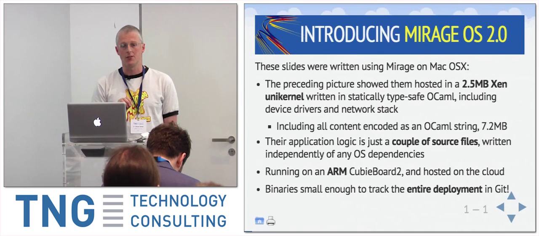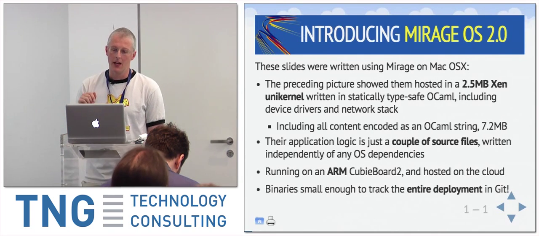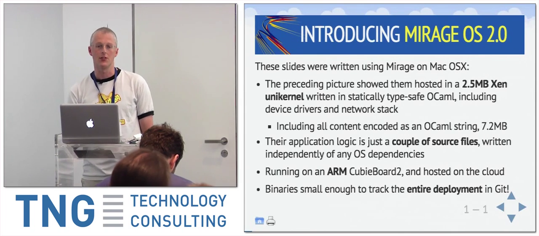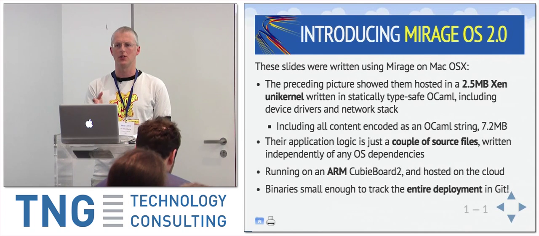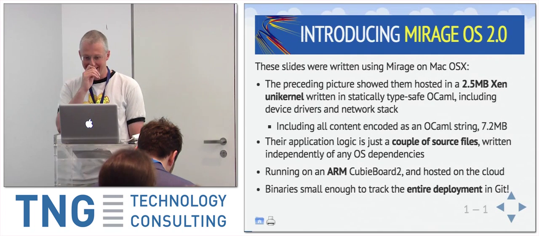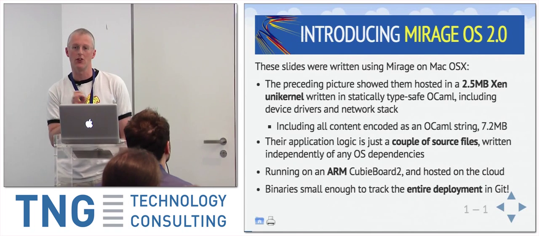But to give some more of the details of the context, the slides were written using Mirage on this laptop. The preceding picture showed them being hosted in a 2.5 megabyte Xen unikernel. So this is a virtual machine running on Xen. Is everybody familiar with Xen, by the way? Is anybody not familiar with Xen? Good. So if I use terms like virtual machine, that's all OK. Just checking.